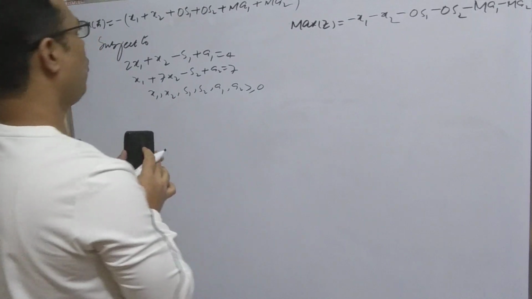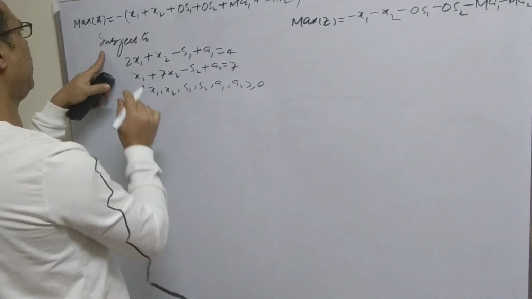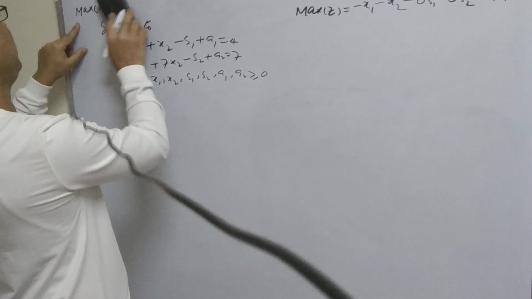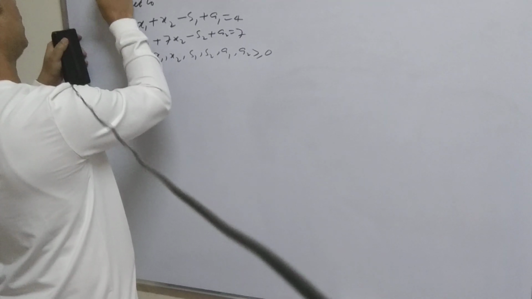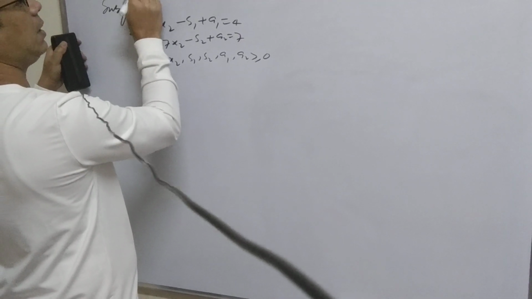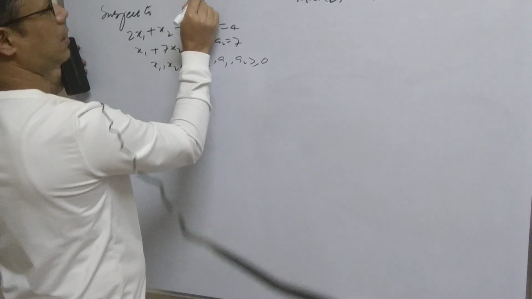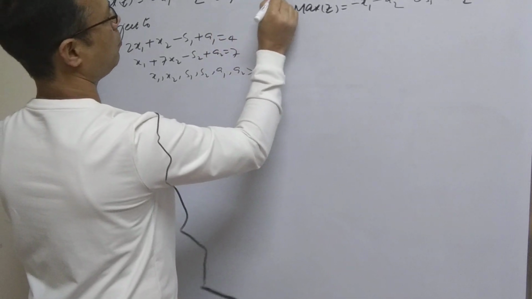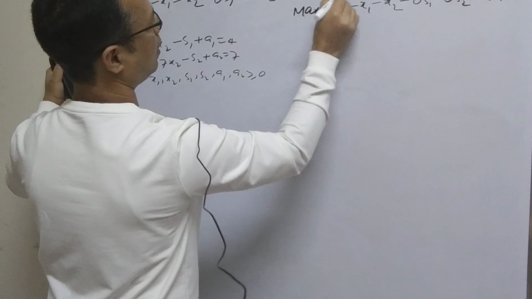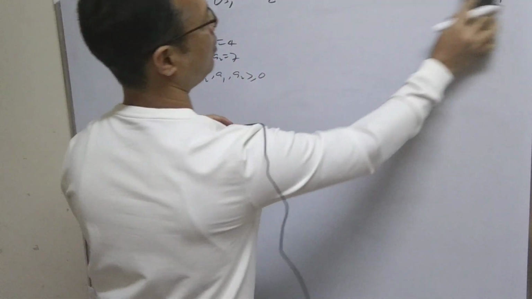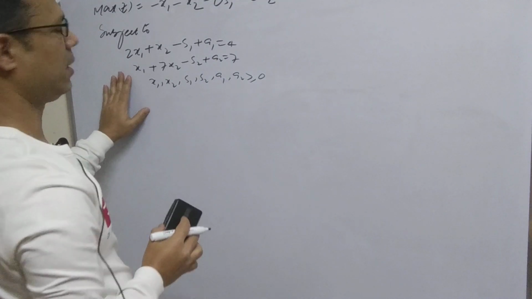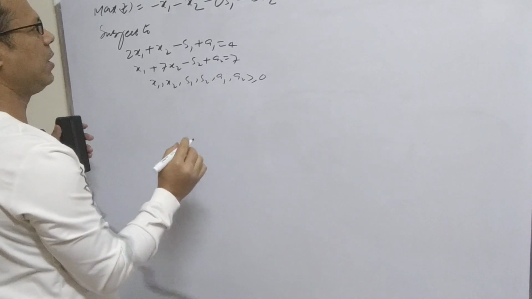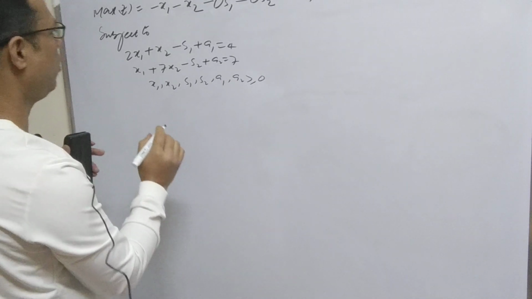So now we have this one, subject to this one. This objective function is going to be replaced by this objective function: max z is equal to minus x1 minus x2 minus 0 s1 minus 0 s2 minus M a1 minus M a2. Now this is our objective function, and these are the constraints. With the help of these, I am going to draw the table, and we will see how to draw it, how to proceed, and how to get the solution.